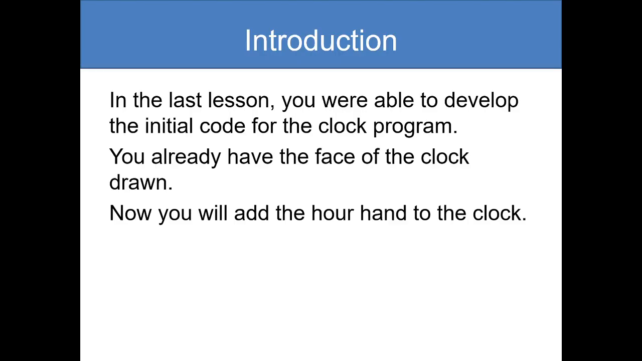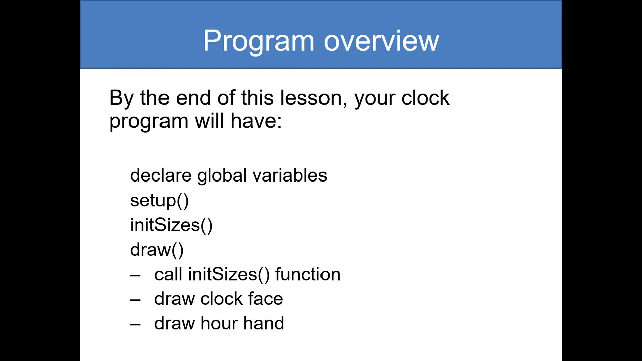If you don't already have that prior program open so that we could work on it, you should have that initialized code. You should have the face of the clock drawn. Now we're going to be adding the clock hand. At the end of this, your clock should have all of your global variables. There should be a setup procedure, an initializing sizes procedure, and a draw procedure that includes running initialize sizes, drawing the clock face, and also drawing the hour hand.